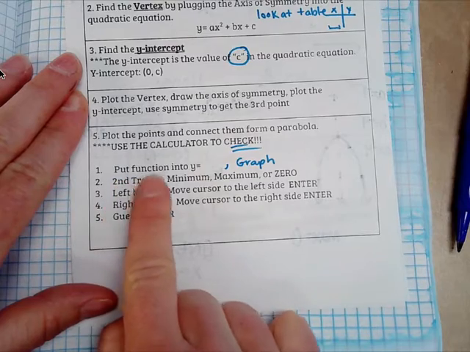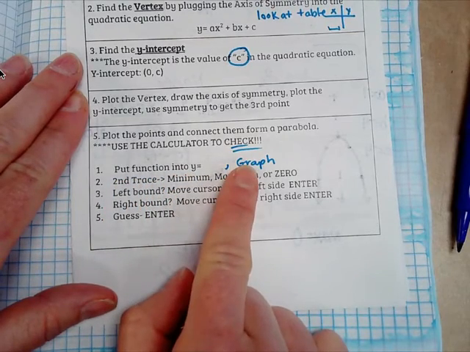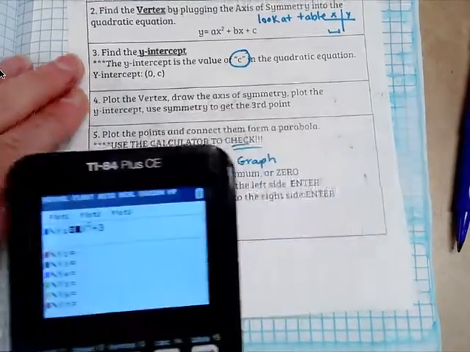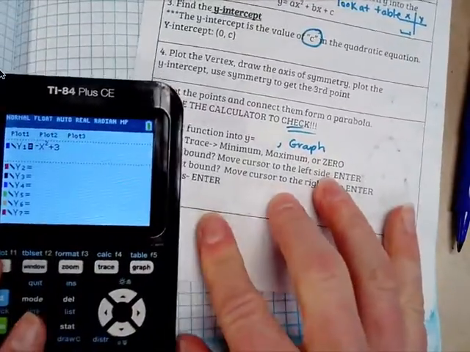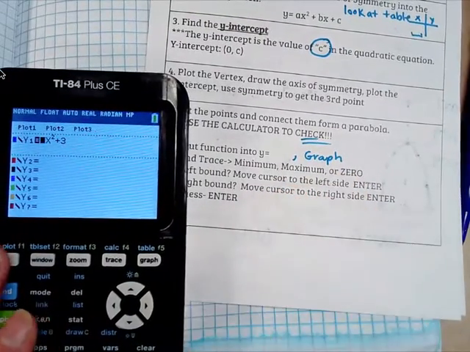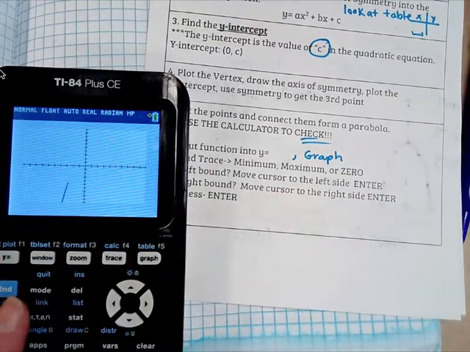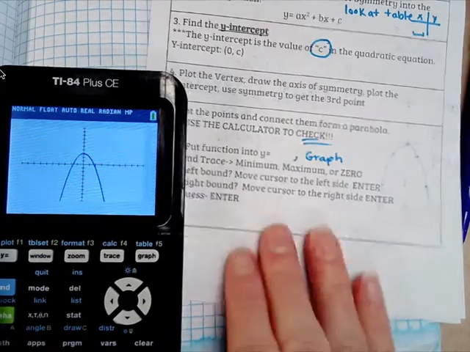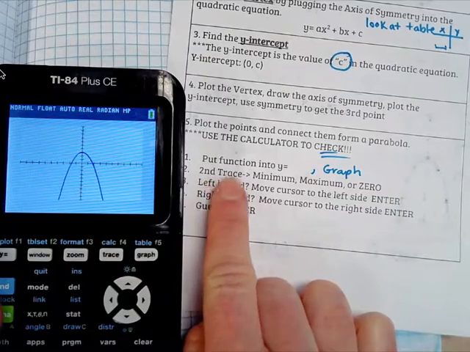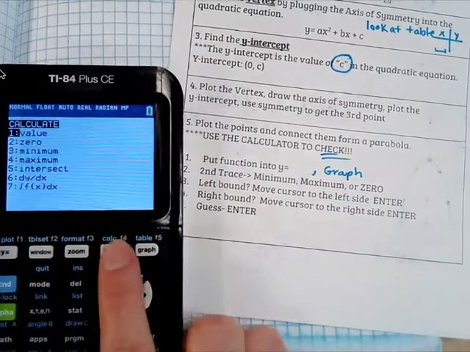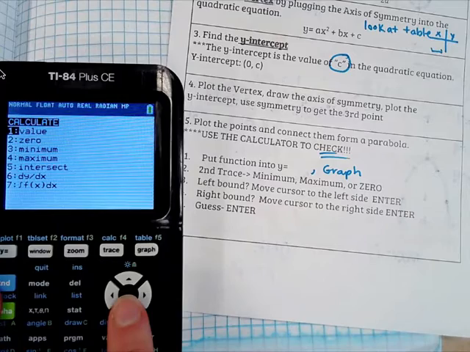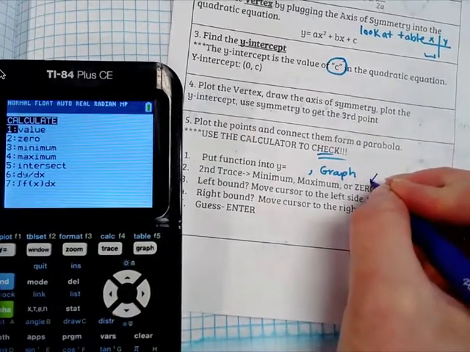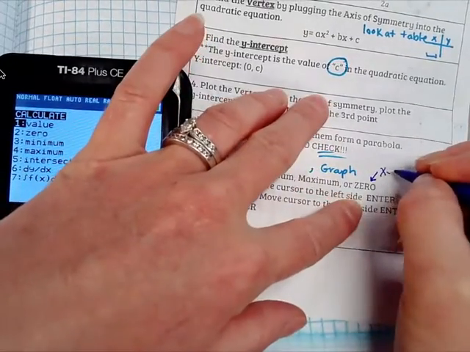It says put the function into y equals, then hit graph. So let's go ahead and do that. If you don't already have it into y equals, do that right now. Then go to the graph. We can find what those values are. So the second step says second trace. So second trace. And we want to find where it crosses the x-axis. The 0 is going to be your x-intercept.